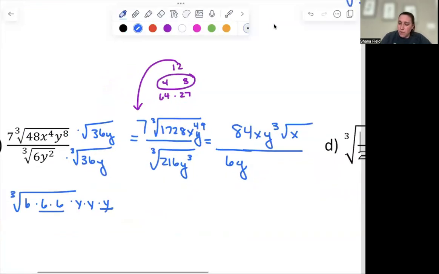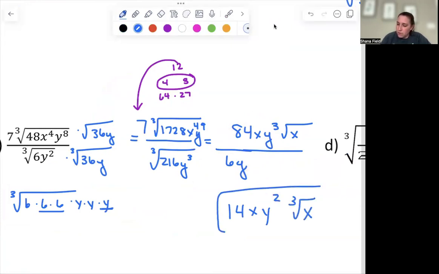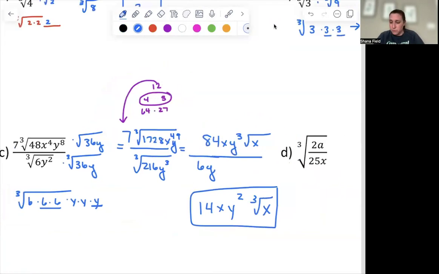Now, this is a situation where we're going to have to reduce our fraction on the outside. I've got 84 sixths, which is going to go to a 14 when I divide. I still have the x there. Now, when I look at my y's, I subtract my y's, and that's going to get me to y squared. And then I have the cube root of x still hanging out there. That's going to be my final answer. Whew, that was a tough one. Those are big numbers.